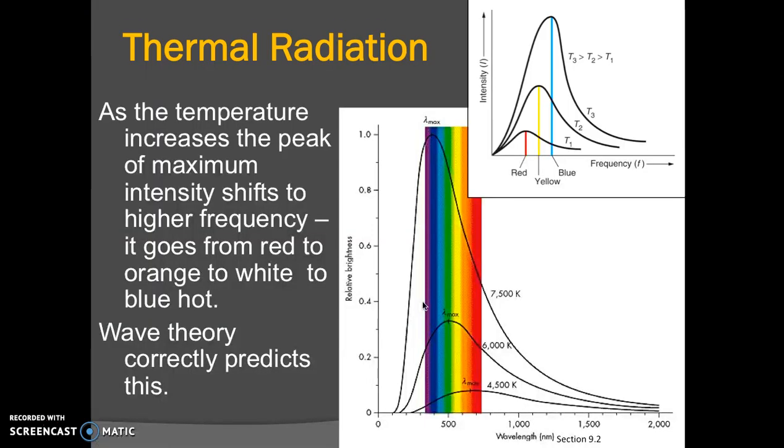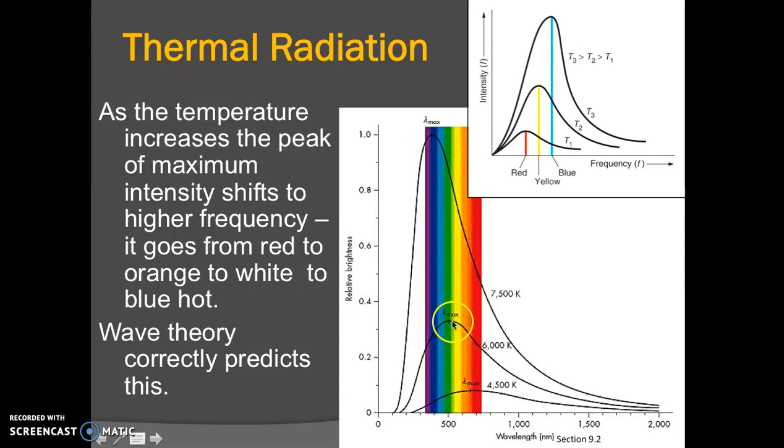Okay, so this is all about thermal radiation. As the temperature of the star increases, the peak of maximum intensity shifts to higher frequency, on the left, and it goes from red to orange to white to blue hot. As the temperature decreases, the peak of maximum intensity shifts to lower frequency or longer wavelength, and it decreases the star's relative brightness. So we'll have our hot blue or white stars, our yellow stars, and our red stars. Wave theory correctly predicts this.